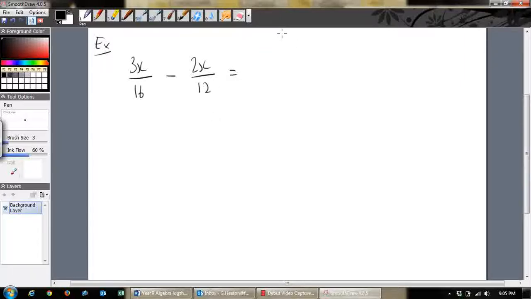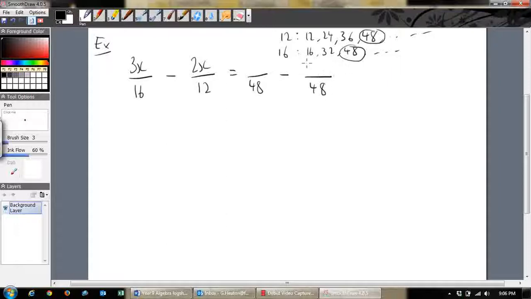If you don't know how to do this, maybe you can just write it out like this. The multiples of 12 are 12, 24, 36, 48, etc. And the multiples of 16 are 16, 32, 48, etc. So the lowest number that's in both of those lists is 48. So what we want to do is write both of these over 48.